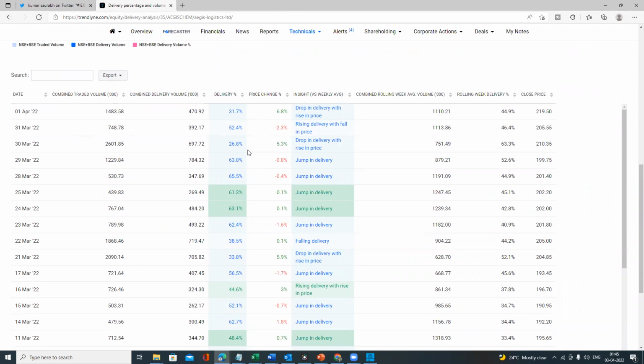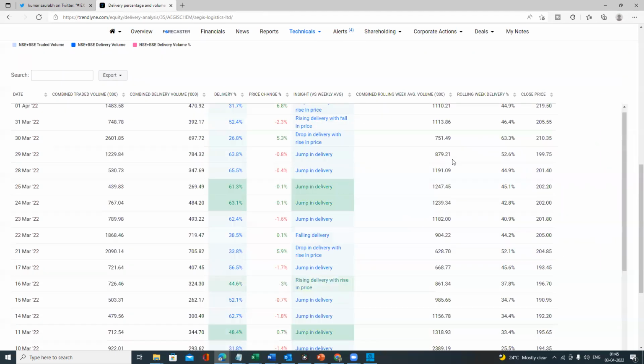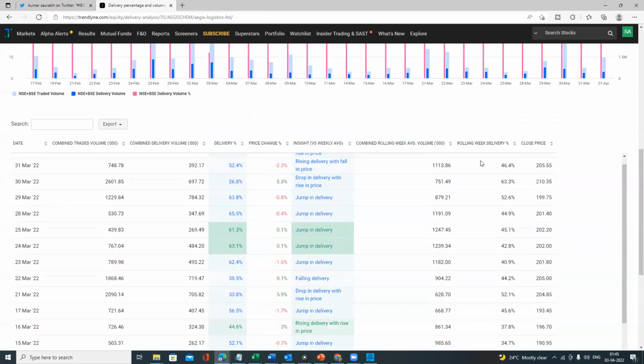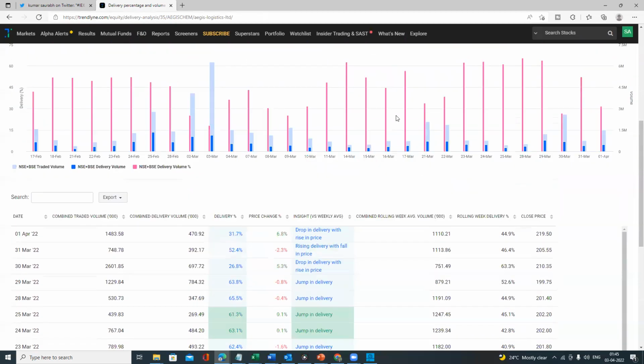It also gives what is the percentage rise in delivery. And usually if you see the delivery, if it is more than 30% on very high volume days, it is decent. On low volume days, many times when silent accumulation goes on, the delivery volume will be like 60, 65, 70%. So try to use this. So this is how you get delivery data information.